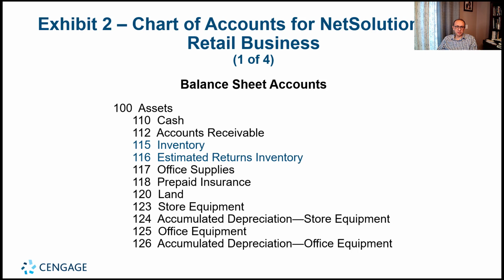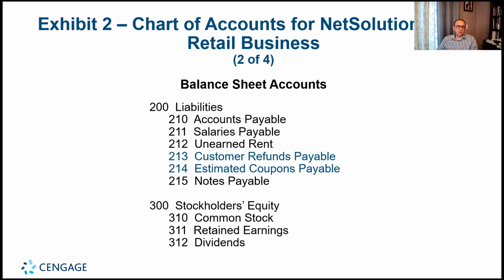So here we still have Net Solutions, but now let's assume that they are a retail business. You see the traditional accounts that we talked about before, like cash, accounts receivable, office supplies, prepaid insurance, land, and so on. But now we have a new account, which is inventory, and another non-traditional account, something called estimated returns inventory, because sometimes we return some of the inventory we purchased, so we have an estimate for that. Then we have the liabilities. You see here customer refunds payable and estimated coupons payable. These are new accounts that we're going to get exposed to. But other than that, every single account that we've seen before for assets, liabilities, and equity are the same.